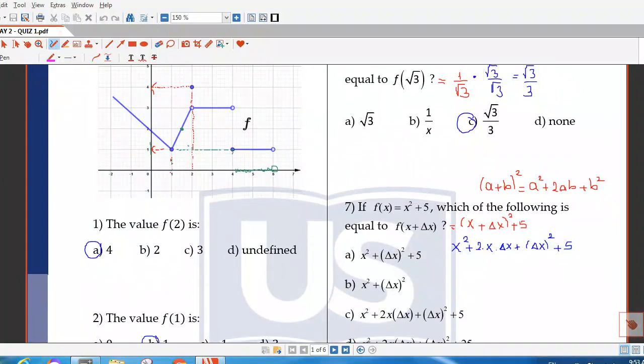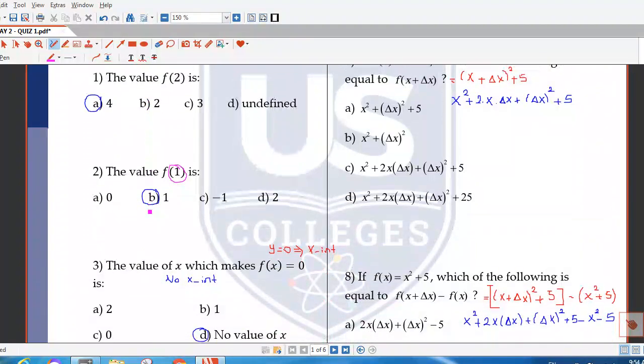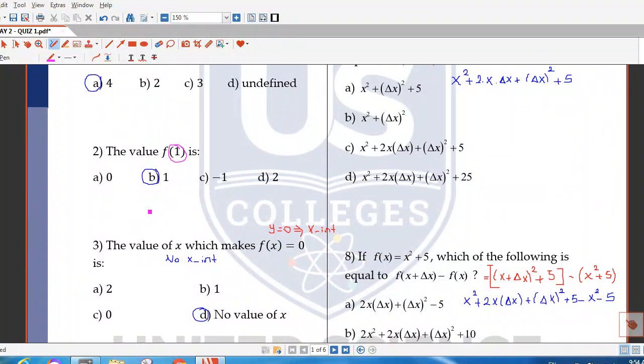Question 2. By using the same graph, we are going to answer what is f of 1. The logic is the same. Choose 1, find 1 on x-axis. From the 1, go through the graph. The first point that you touch, which is filled, which is dark, is going to be the value of function. The value of f of 1 is equal to 1. Answer is B.